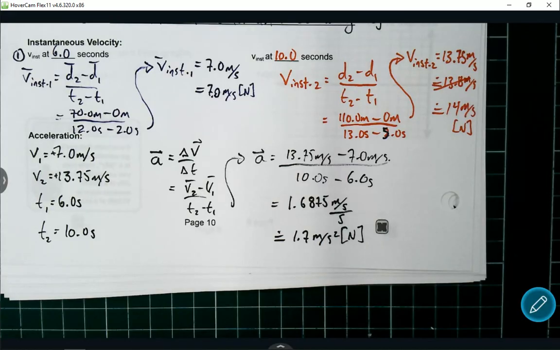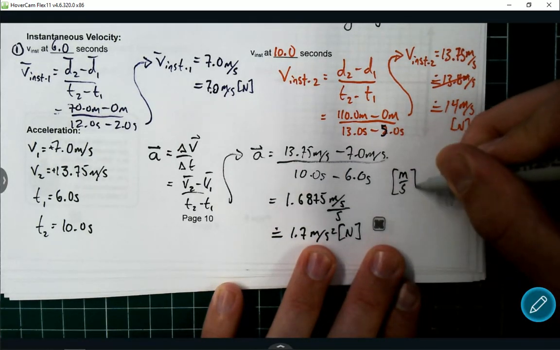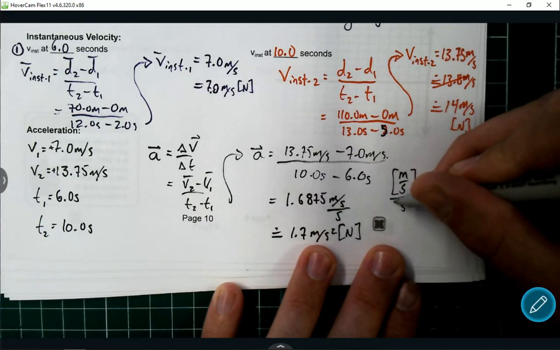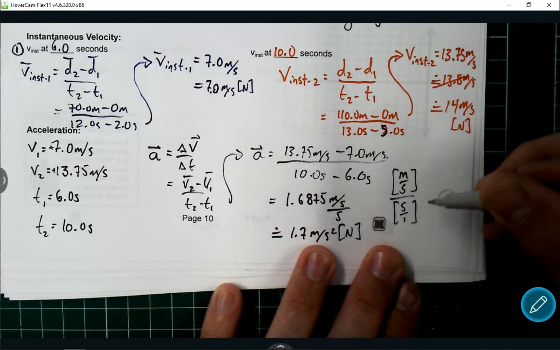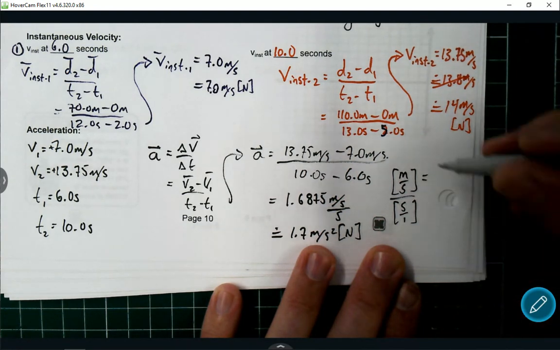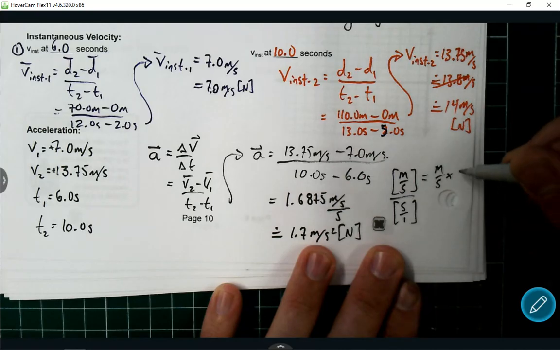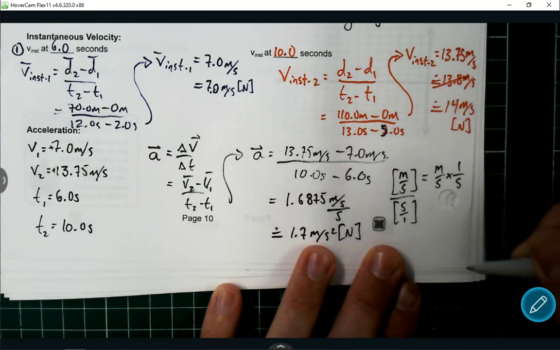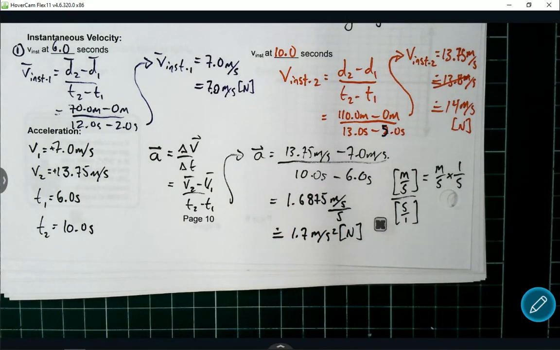And if you're not quite sure about why it's squared, remember, meters per second divided by seconds. Really, that seconds could be expressed as seconds over 1. And if I have a fraction divided by a fraction, it's meters per second times, invert the second fraction, 1 over seconds becomes meters per second squared. Okay, so just to make sure that we definitely got the case closed on that one. I'm going to stop there.